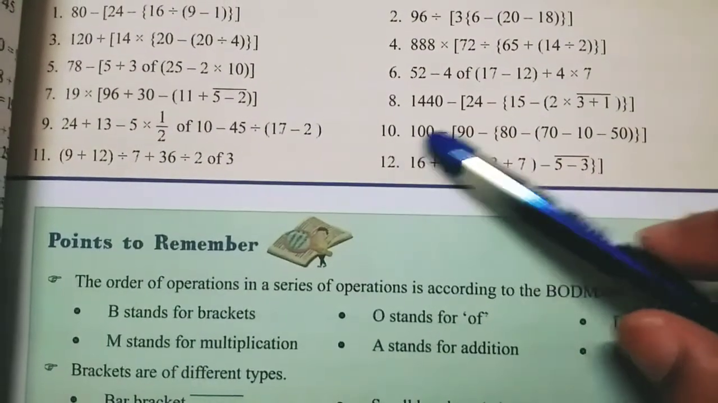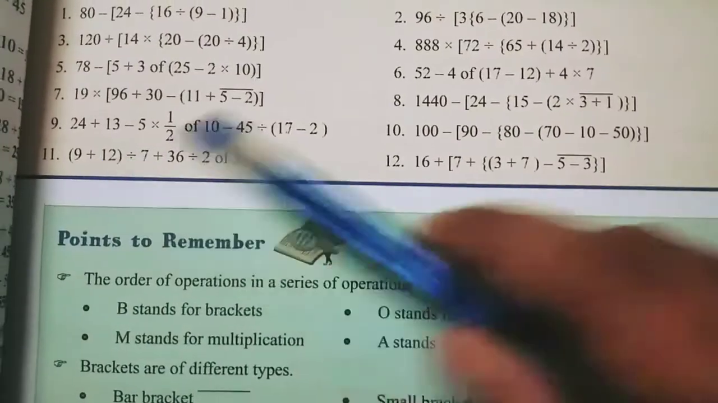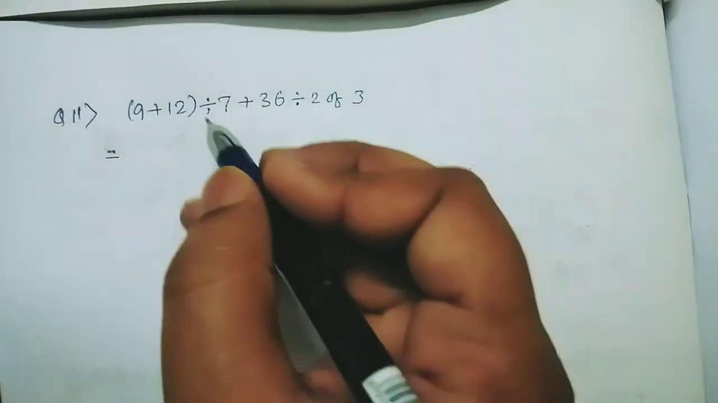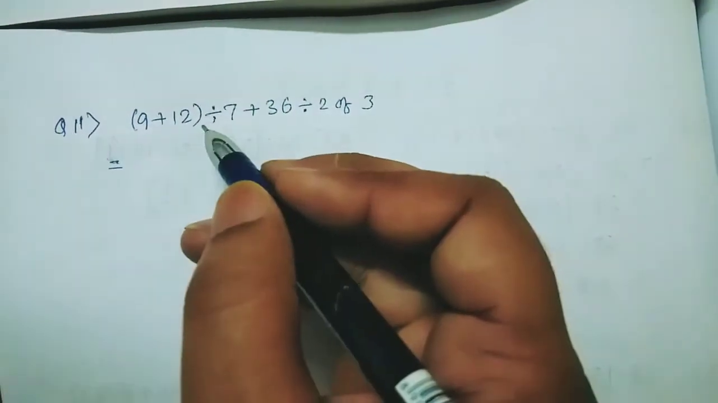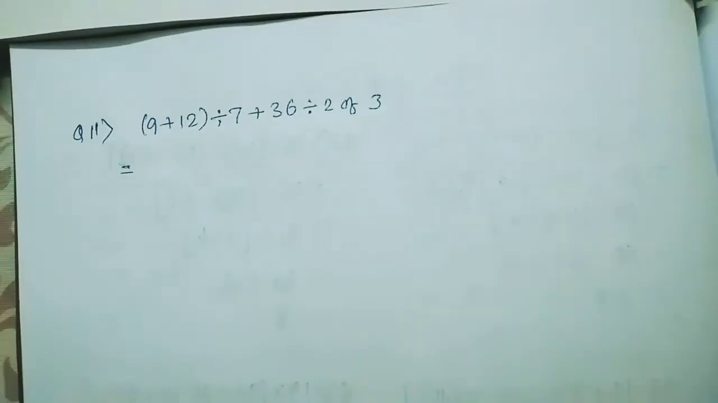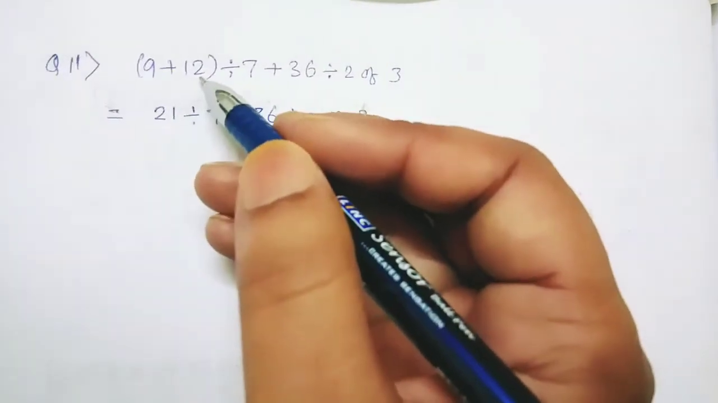Now question number 10 is your homework. Now I'll solve question number 11. Okay, so here students, in question number 11 what you will solve first of all? So here bracket is given, that means we'll solve the bracket first of all. 9 plus 12. Okay, here 9 plus 12 is 21.